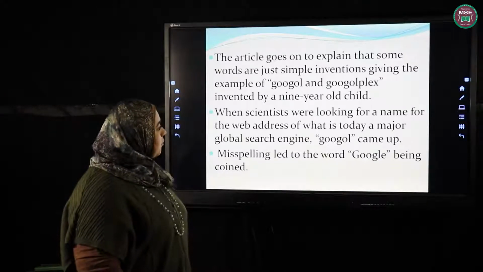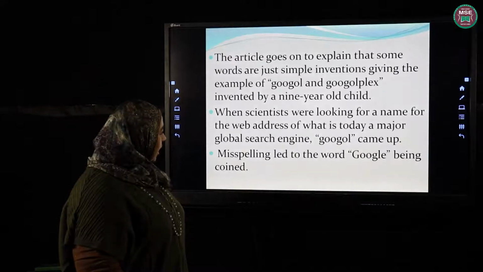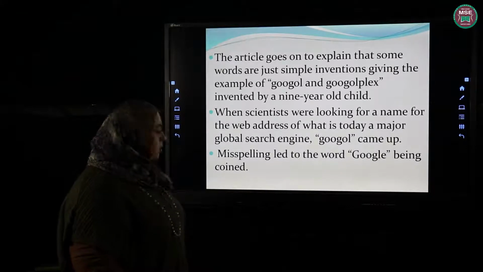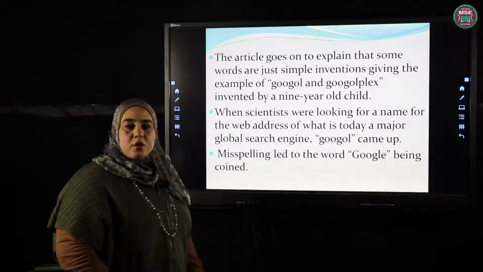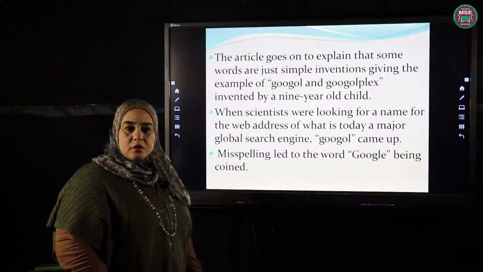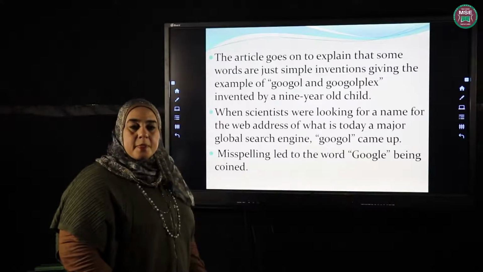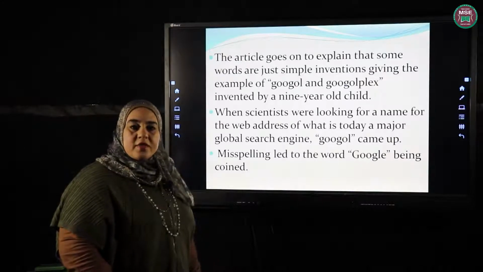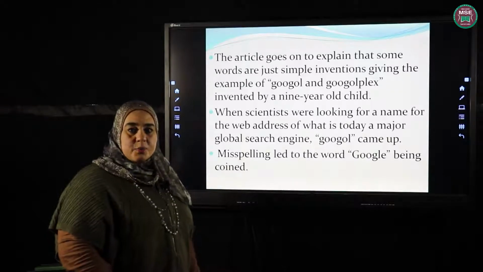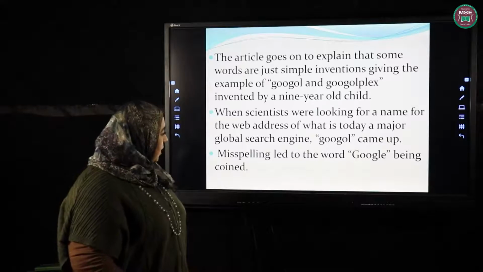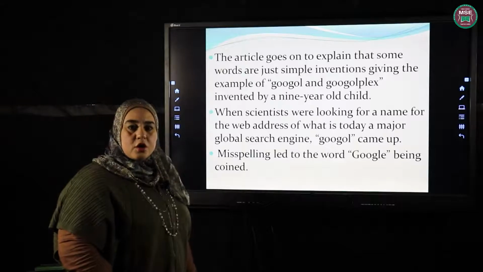When scientists were looking for a name for the web address of what is today a major global search engine, Google came up. Then they used this name when they were searching for a name to give to the website, which is very famous nowadays. They used this word, but when they began to write it, they misspelled it, which misspelling led to the word Google being coined. They invented the word Google.